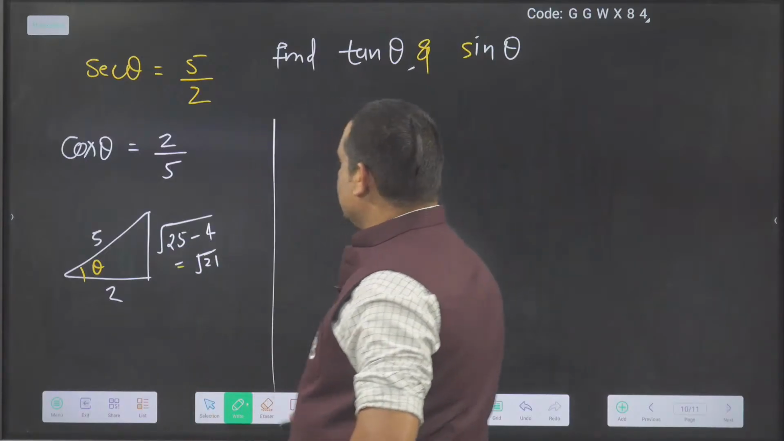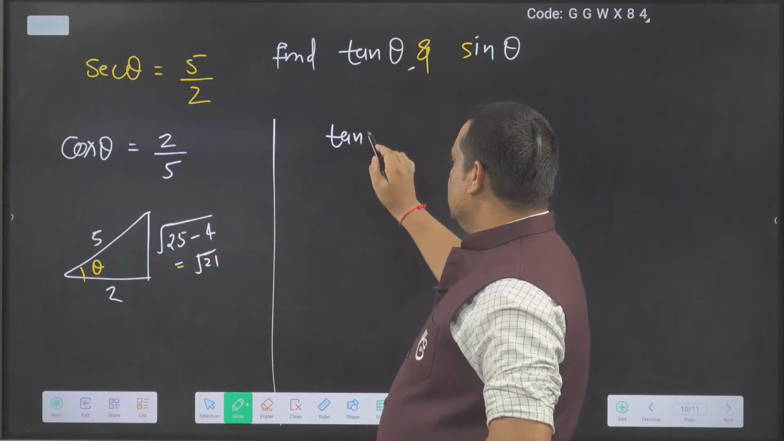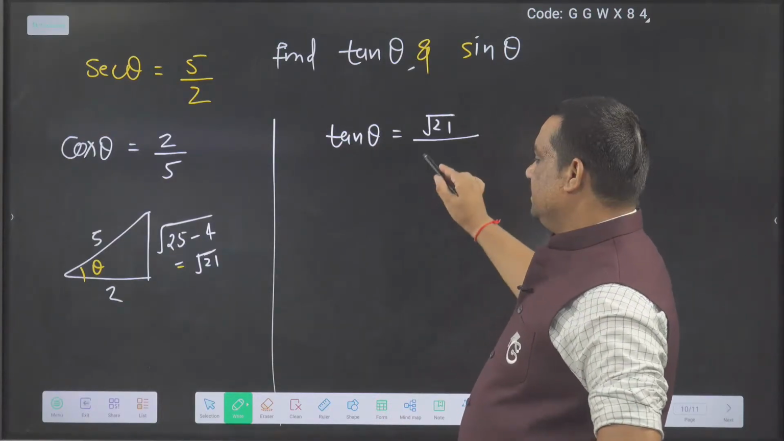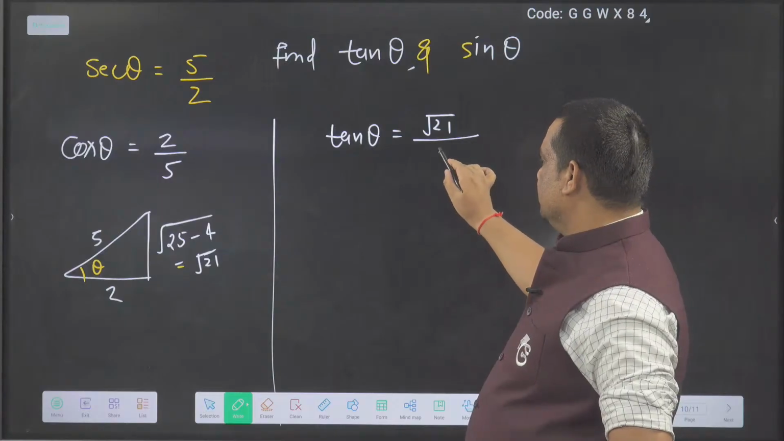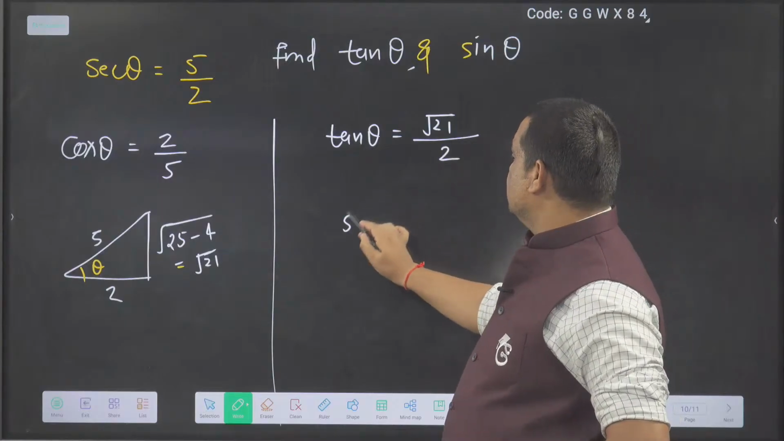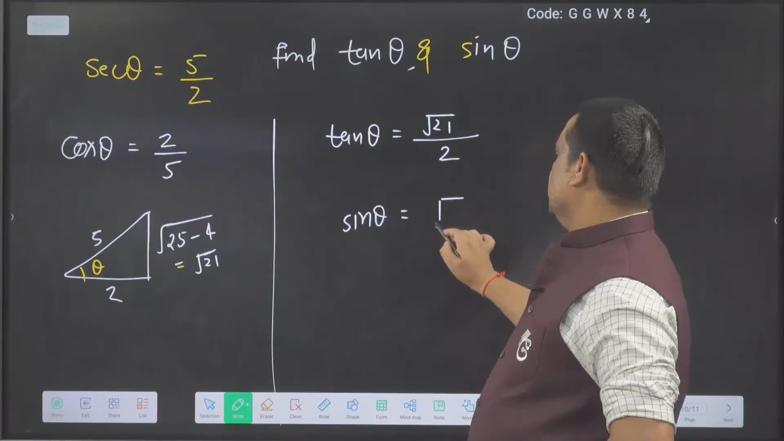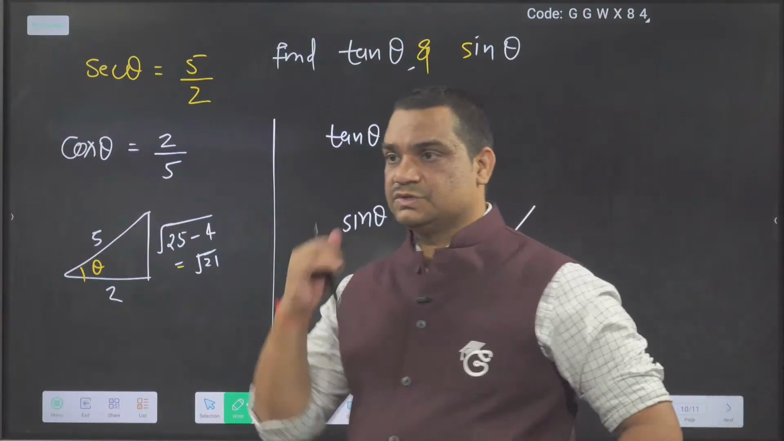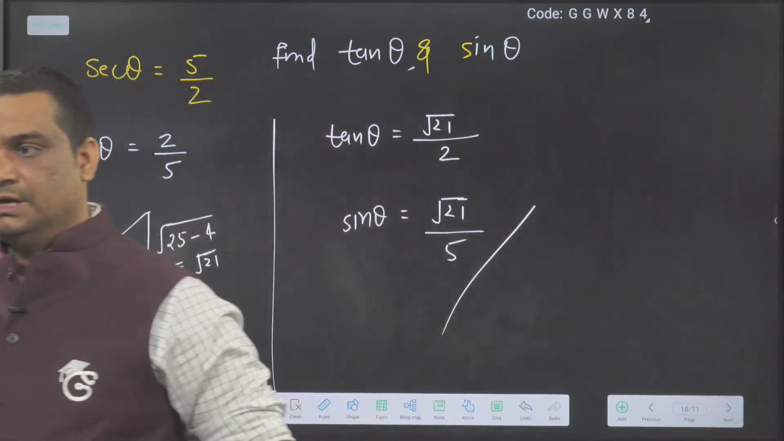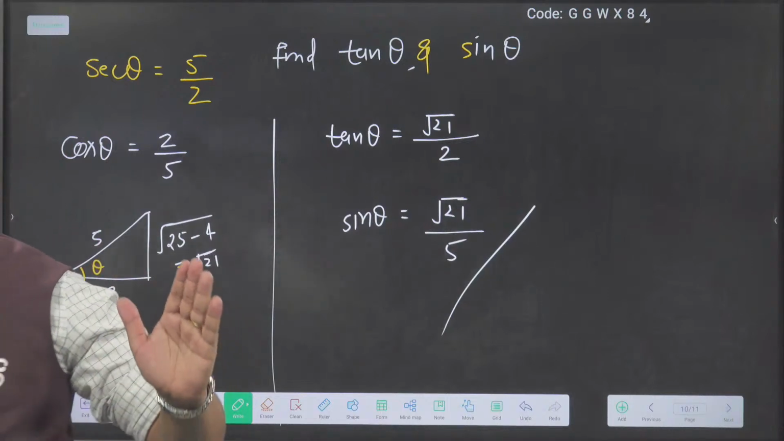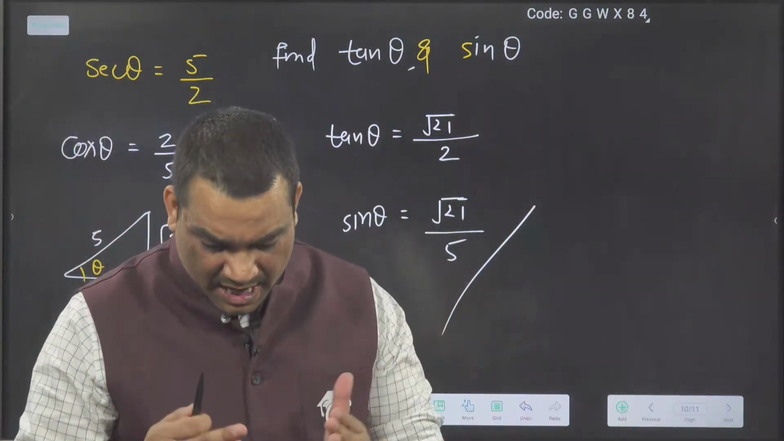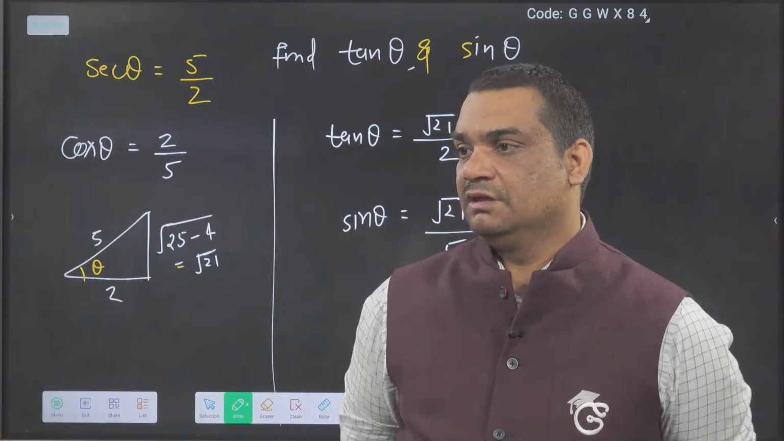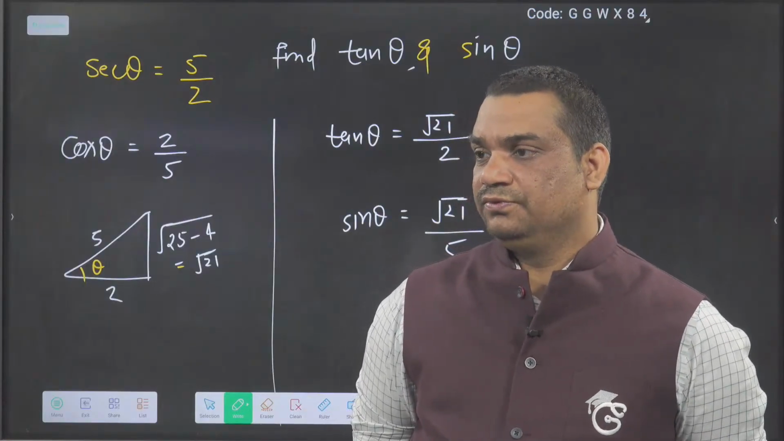Now we can say in this one tan theta becomes perpendicular, that is root 21 divided by, in this case we can write 2, and here we can write sine theta is root 21 divided by 5. Yes, clear? Now I hope it is clear. I am moving forward.